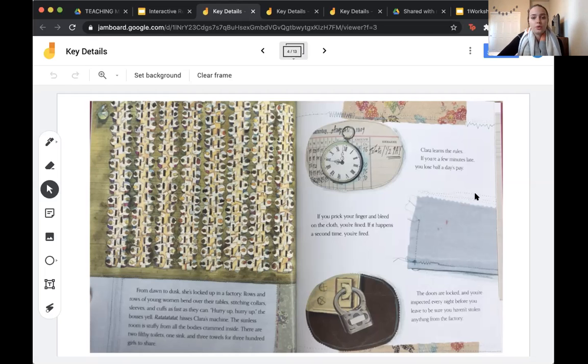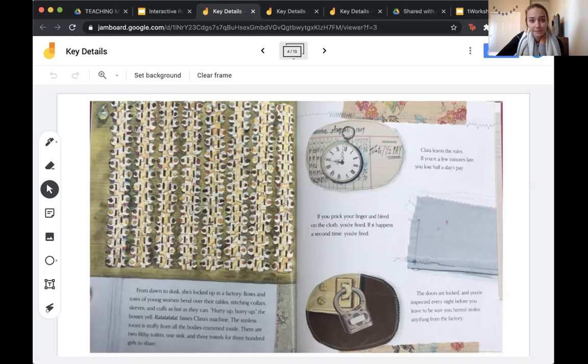Clara learns the rules. You're a few minutes late, you'll lose half a day's pay. If you prick your finger and bleed on the cloth, you're fined. If it happens a second time, you're fired. The doors are locked and you're inspected every night before you leave to make sure you haven't stolen anything from the factory.